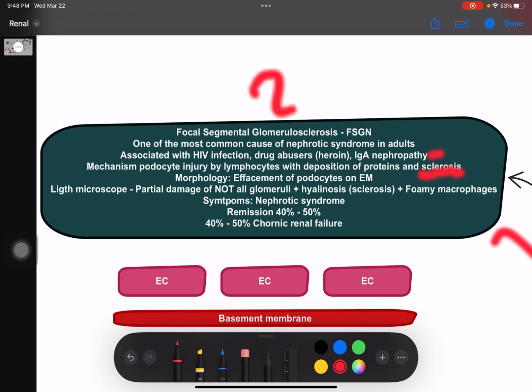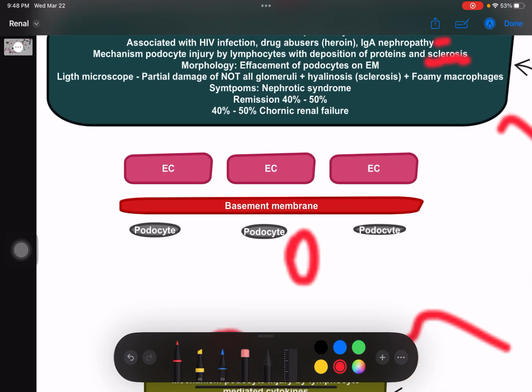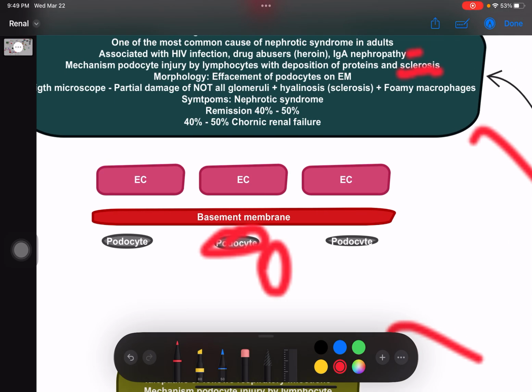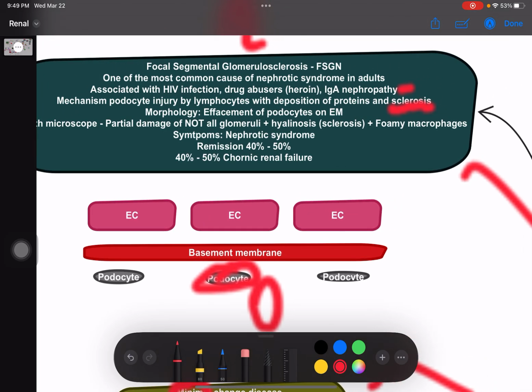So the same morphology, this is effacement of podocytes. Here as well, podocytes have to be this large, but now they're thin. This is called effacement. And in light microscope, there is a visible change. So there's partial damage to the glomeruli. Not all glomeruli are affected. Some glomeruli are damaged, and there's sclerosis due to a high amount of protein, right? Hyalinosis. And plus we have foamy macrophages here. The symptom is the same. It's only nephrotic syndrome, so nephritic syndrome is not present here.